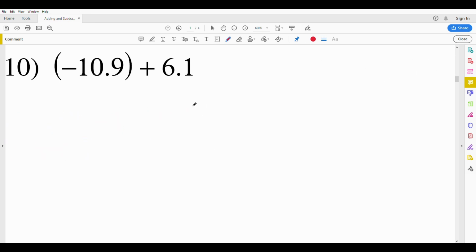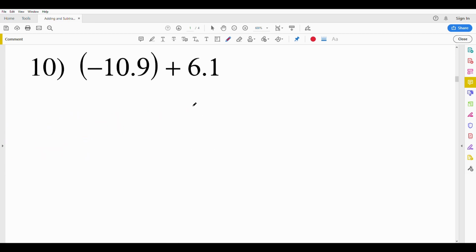Now let's look at number 10. Quick, positive or negative as a result? Negative, because we have negative 10.9, which is a greater distance from 0 than 6.1 is. So we know that we're going to have a negative number. So let's start with our larger value, subtract the smaller value, and make sure that we put our negative on at the end. So 10.9 minus 6.1, 9 tenths minus 1 tenth is 8 tenths, and 10 minus 6 is 4. And remember, our resulting number has to be negative.